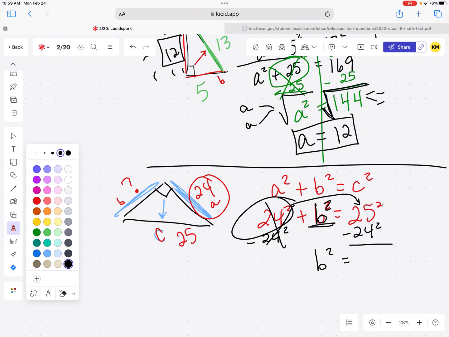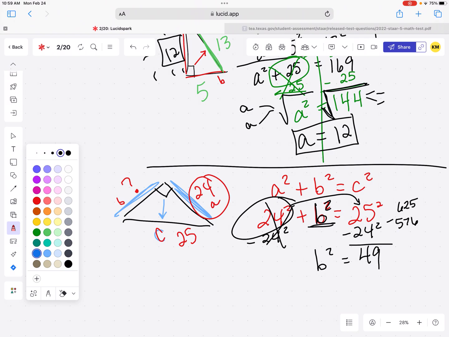Well, let's see what that is. Put it in your calculator. What is 25 squared, guys? 625. What is 24 squared? Put it in your calculator, y'all. 576. Now I'm just going to say 625 minus 576, and I get 49.